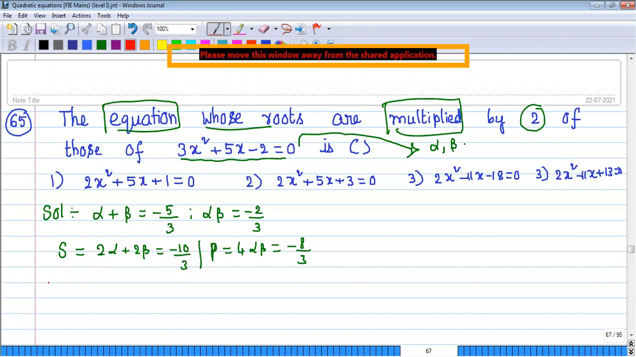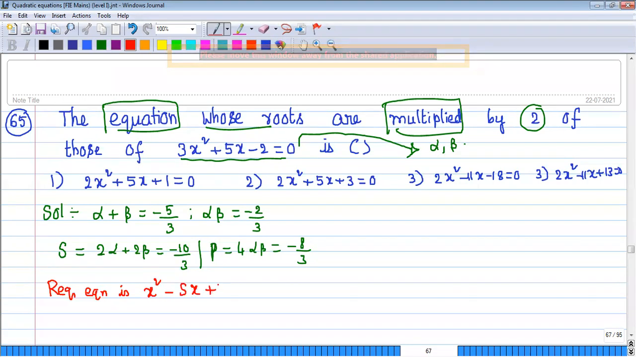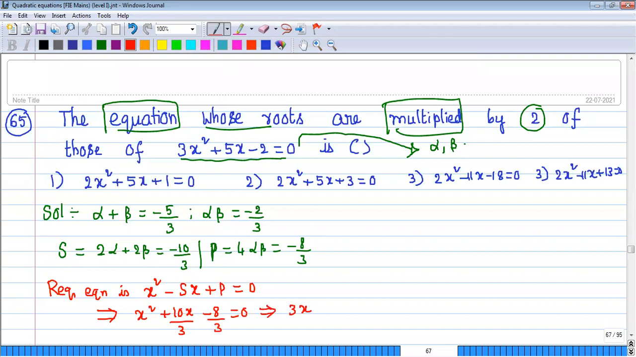So the required equation is x square minus sum of the roots into x plus product of the roots is equal to 0. That implies we get x square plus 10x upon 3 minus 8 upon 3 equals 0. Multiply 3 on both sides: 3x square plus 10x minus 8 equals 0.